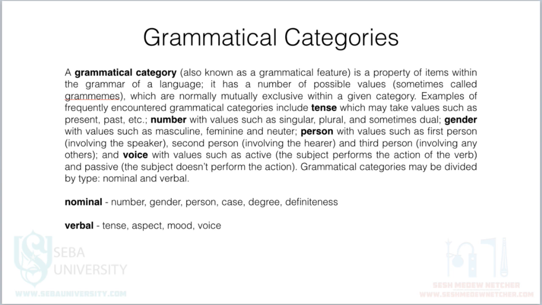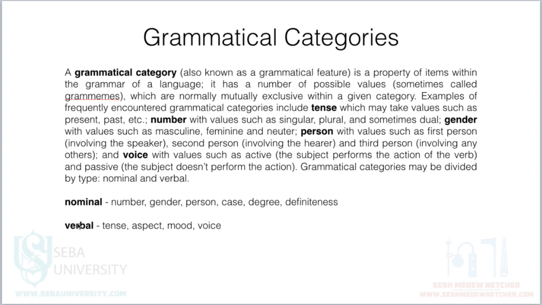Then we have another value of voice, with the values such as active, which means the subject performs the action of the verb, or passive, which means the subject doesn't perform the action of the verb. All right. And grammatical categories may be divided by type. So there's two types. Nominal and verbal. So the nominal grammatical categories are number, gender, person, case, degree, definiteness.